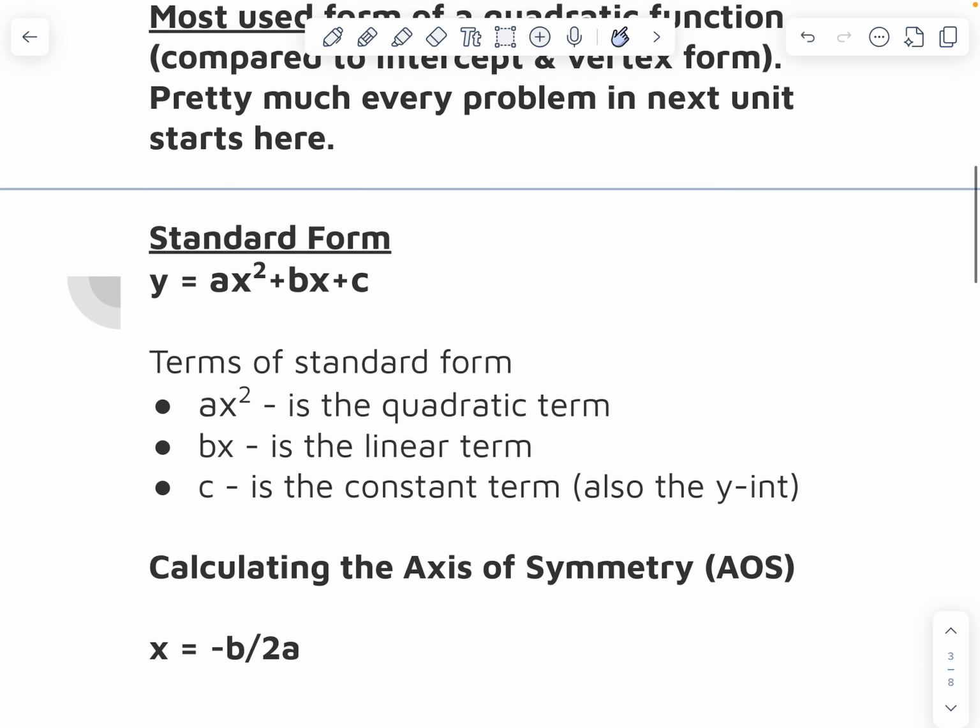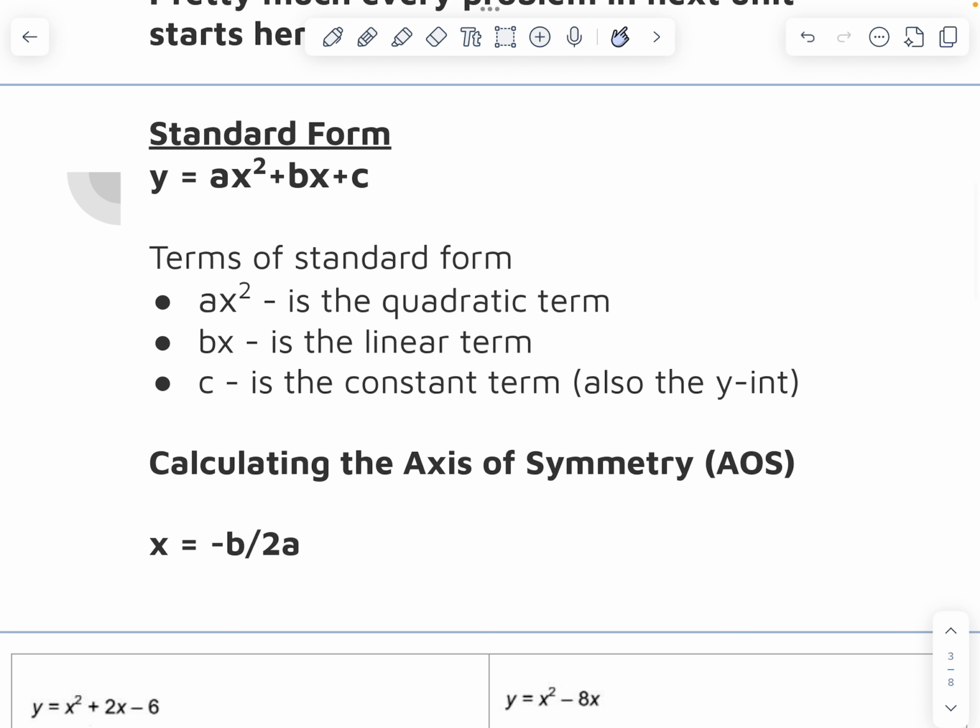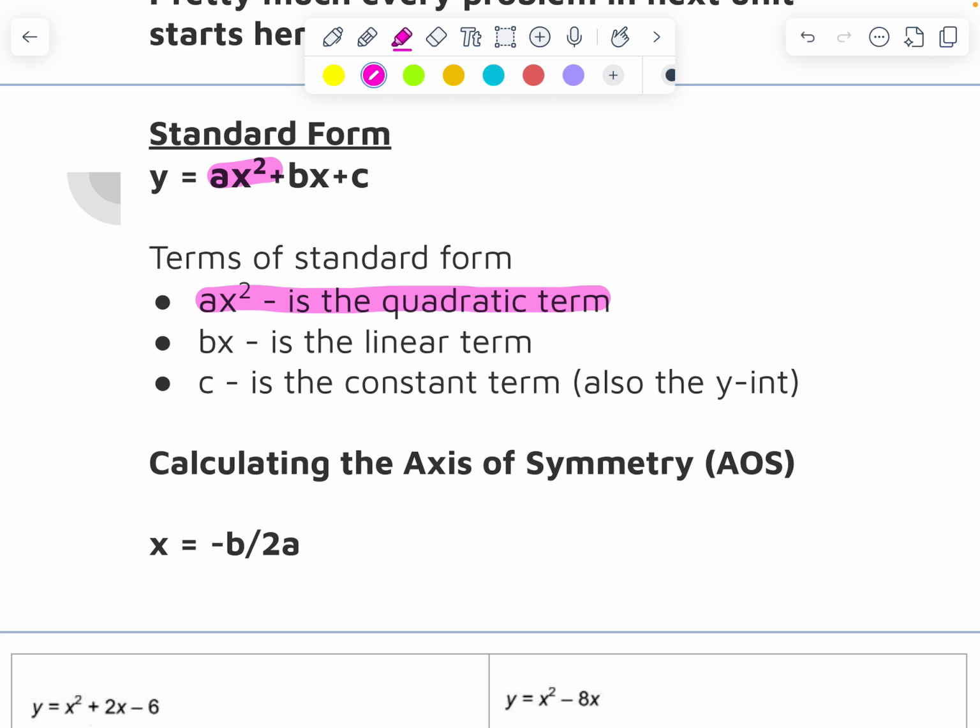So standard form again, y is equal to ax squared plus bx plus c. It comes with a couple of different terms. We're pretty much guaranteed the quadratic term. If there wasn't a quadratic term, it wouldn't be a quadratic. That kind of makes sense. So we're always going to have that quadratic term. The other two potential terms are bx, which is the linear term, and, as previously mentioned, c, which is the constant term, also known as the y-intercept.